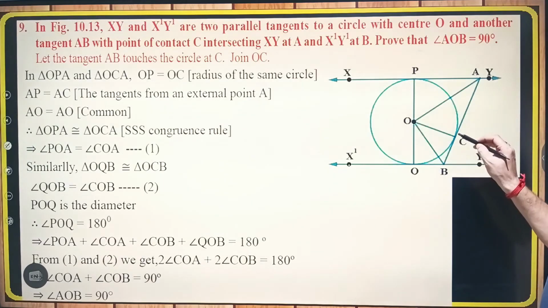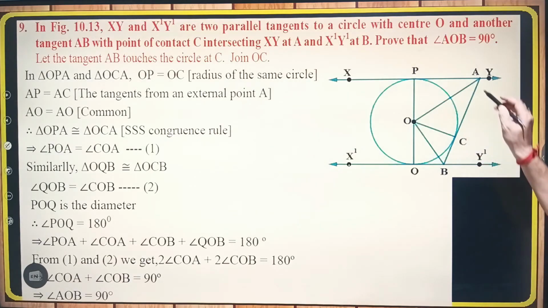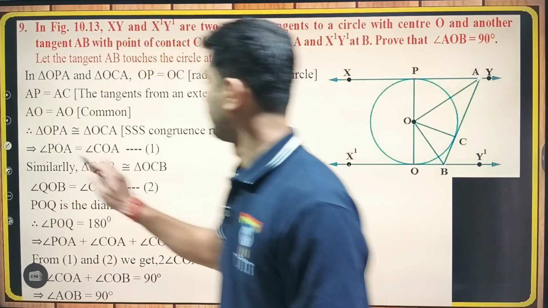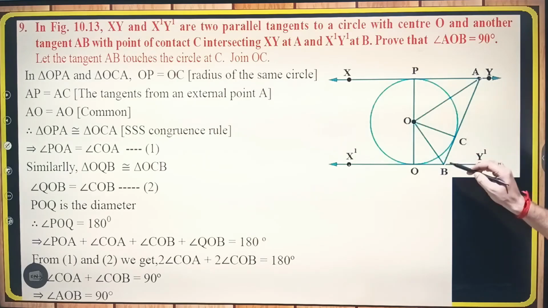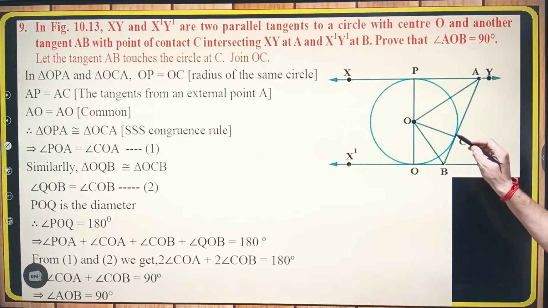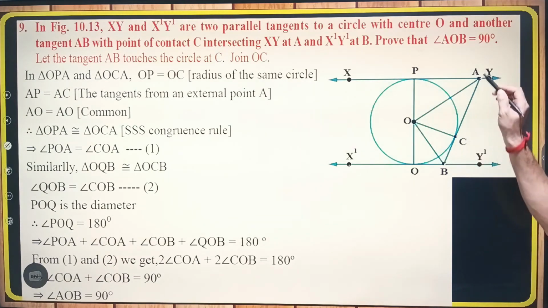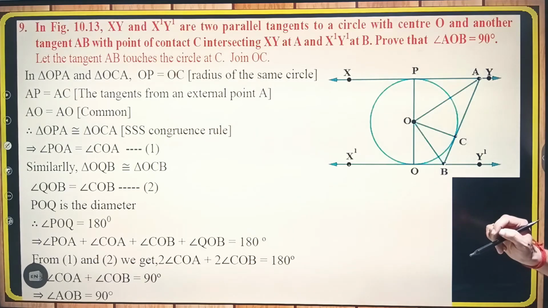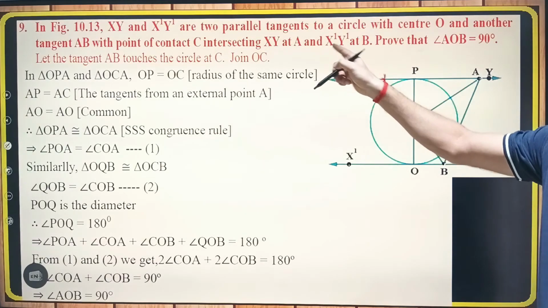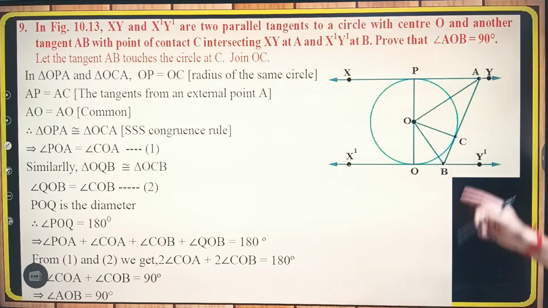Here is another tangent AB. Here is the point A and this is the point B. AB is a tangent with a point of contact C. Point of contact is C. AB intersects XY at A and X'Y' at B.